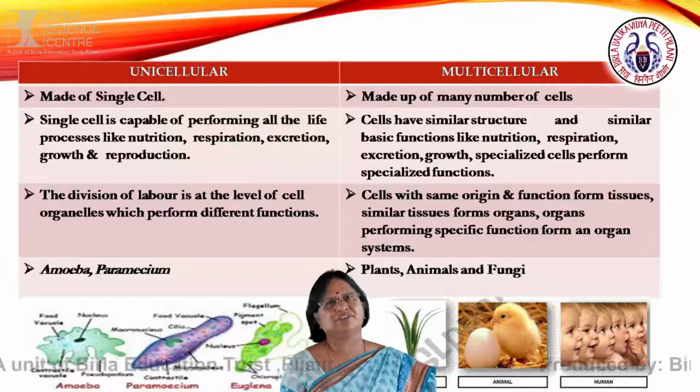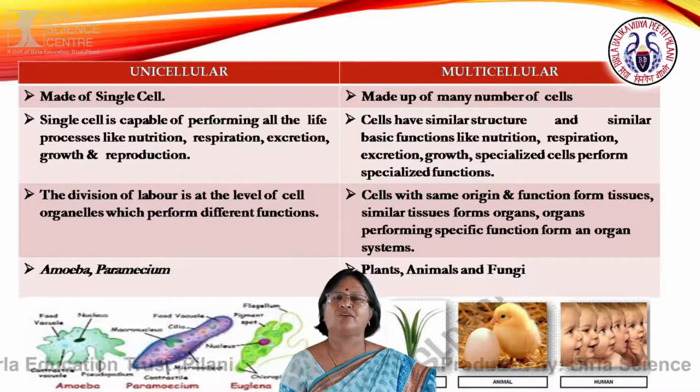So now the division of labor is at the level of cell organelles in a unicellular organism. A unicellular organism, say for example amoeba, has got mitochondria to produce energy. There is Golgi complex to do packaging of the food and all. So that is how the organelles start performing different functions in a unicellular organism.